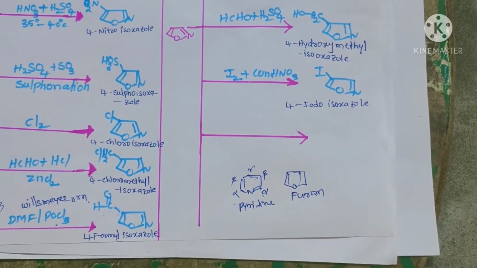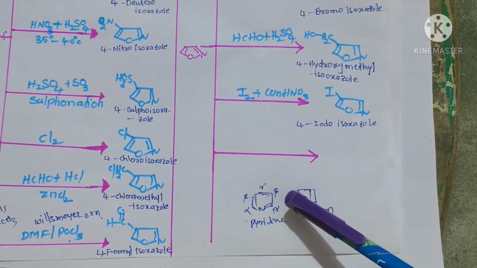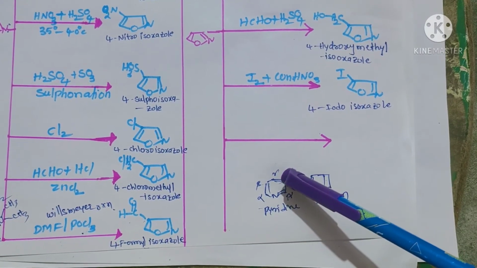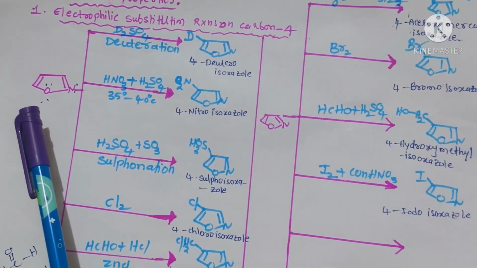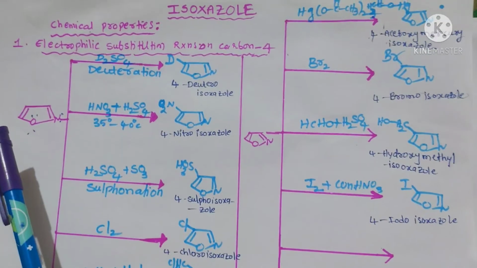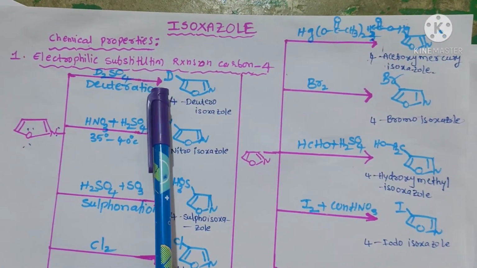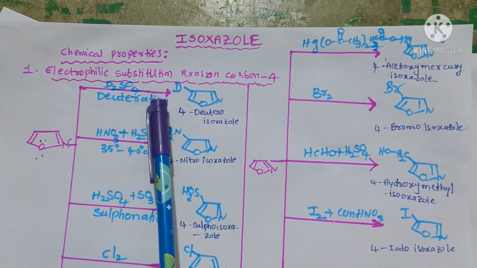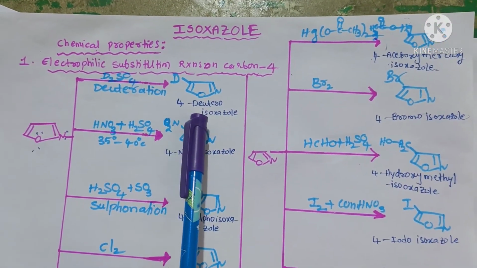When pyridine is subjected to electrophilic substitution, the electrophile will be substituted on the beta position. That means two positions away from the nitrogen. In a similar way, when isoxazole is subjected to electrophilic substitution reactions, the electrophile will be substituted at the fourth position. For example, when it is treated with deuterium sulfate, a deuterium atom will be substituted at the fourth position and we will get 4-deuterio isoxazole.